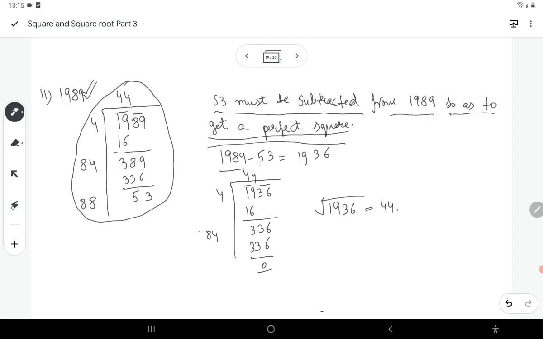And 1989 minus 53 comes out to be 1936. And we have to also find the square root of 1936, which we can find using the long division method. So square root of 1936 comes out to be finally equal to 44.